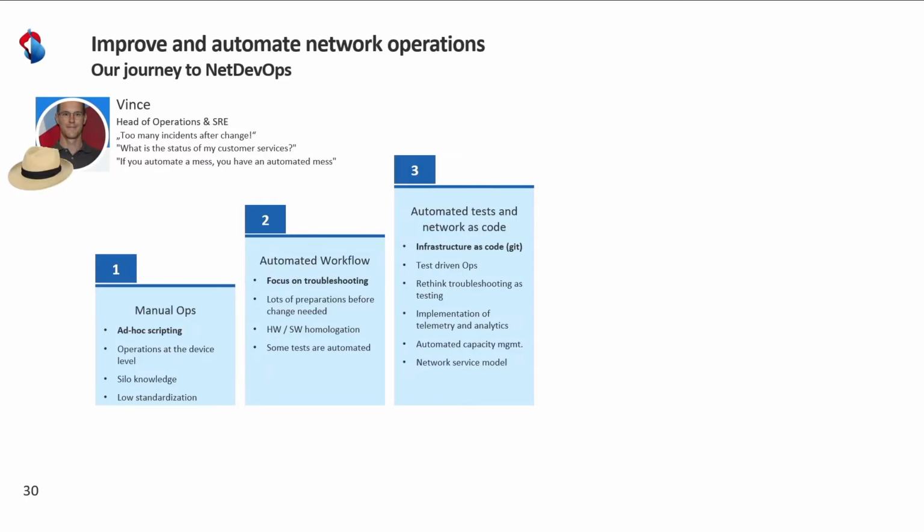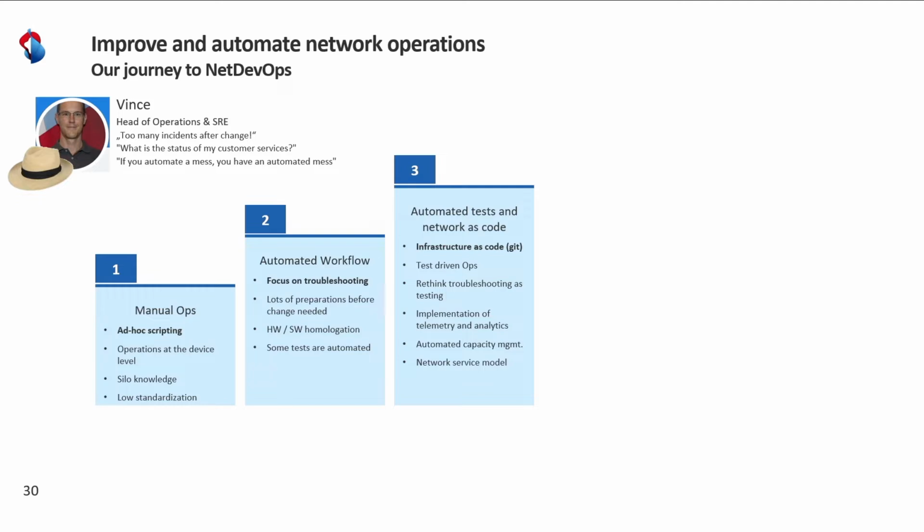So where do we want to go? We want to automate our tests. We want to see the network as code. Yes, you can put all the configurations in Git, and that's already a good step, so you can see in your timeline what has changed. We want to move to, say, a more test-driven operations, where we rethink troubleshooting as testing. We want to implement telemetry analytics and have an automated capacity management. The network as a service model. No, it's not quite there yet. It's a network service model. We're modeling the services.